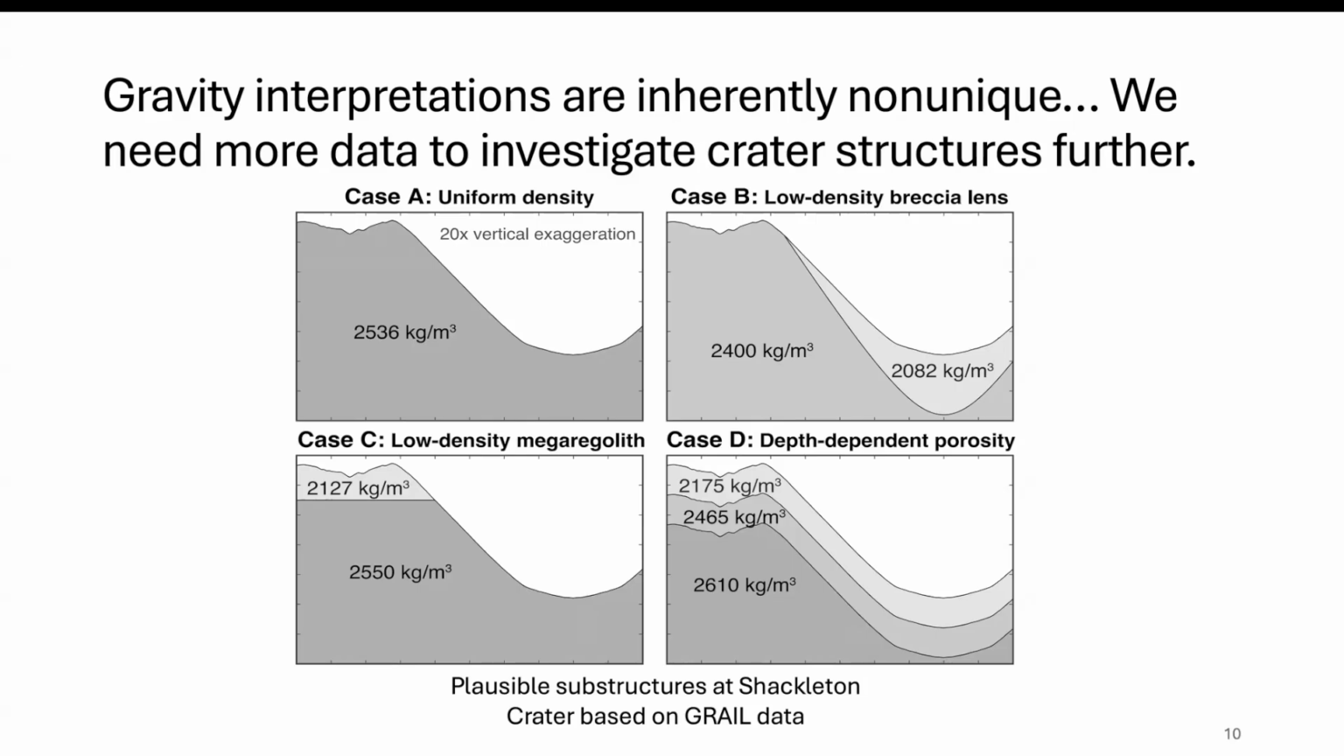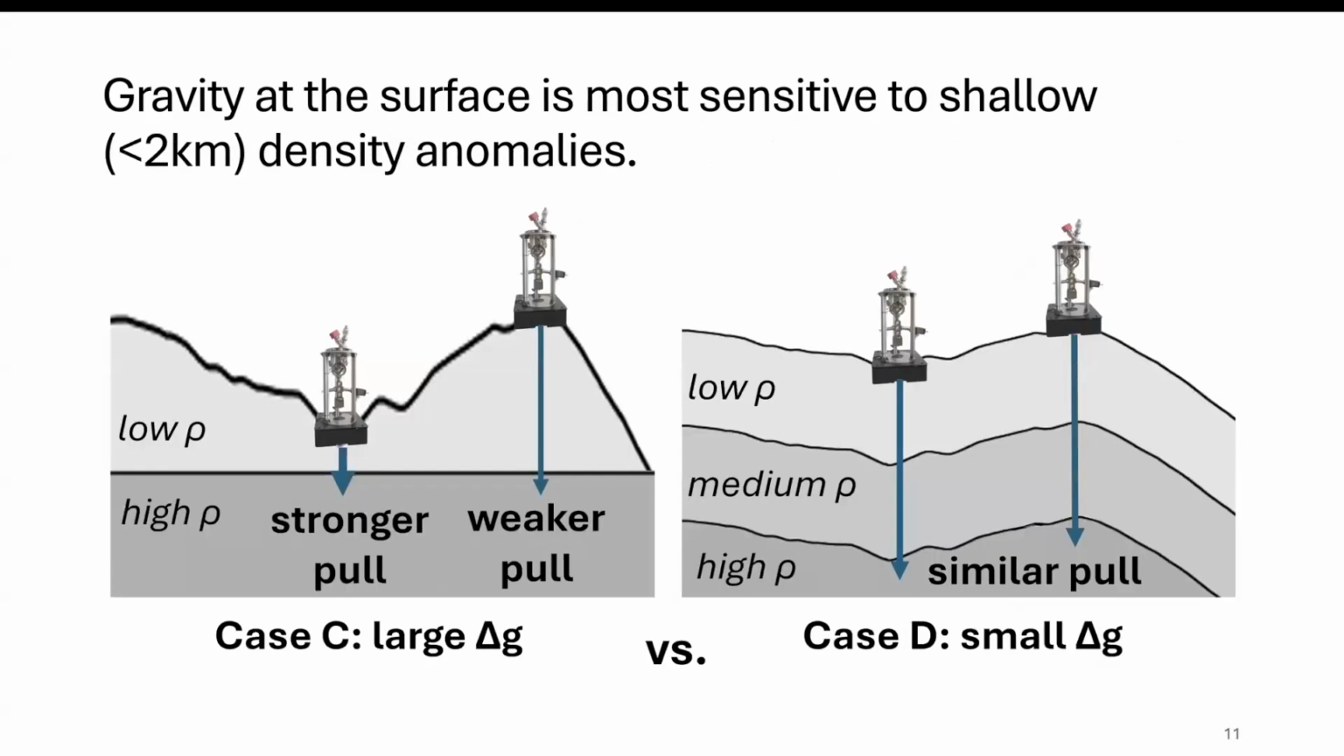But at this point, any of these could be true based on our measurements at Shackleton Crater. And each of these scenarios has different implications for how impact processes occur, what the Moon's subsurface looks like, and even our understanding of impact craters on other planetary bodies. So it's important to distinguish these things.